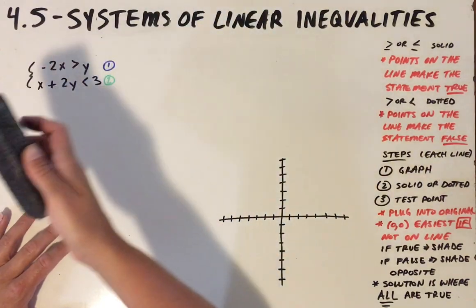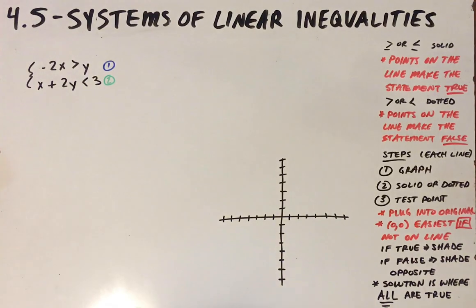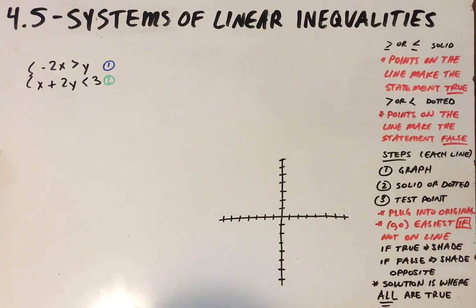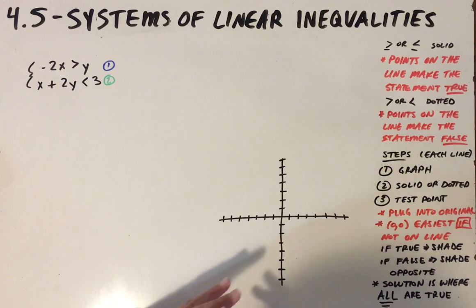Otherwise, this should be largely review. So our steps for graphing systems, first of all, some asterisks. We need to remember a few things. We need to remember that if I have an equal to sign, then the line is going to be solid. And what that means is that points on the line make the statement true.